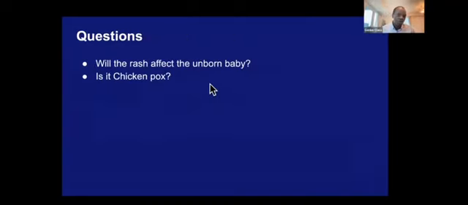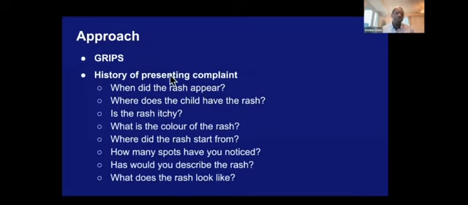She has got the questions. Will the rash affect the unborn baby? Is it chicken pox? Approach to the task: GRIPS as usual. Then you're going to take the history of the presenting complaint. In this particular case, you should be able to ask the following questions. When did the rash appear? Where does the child have a rash now?